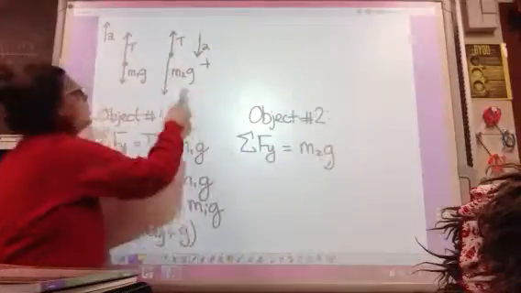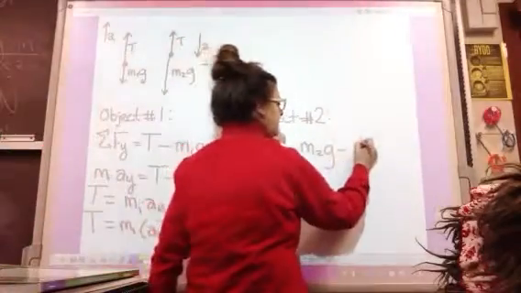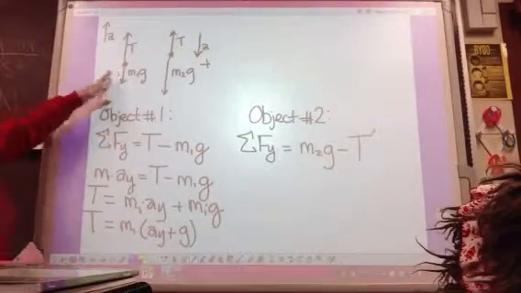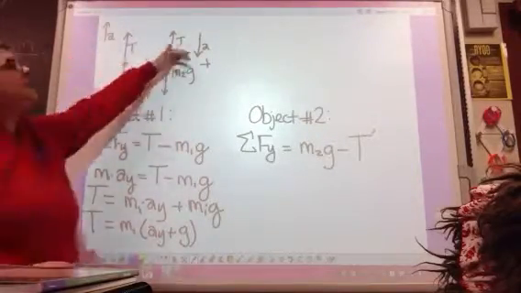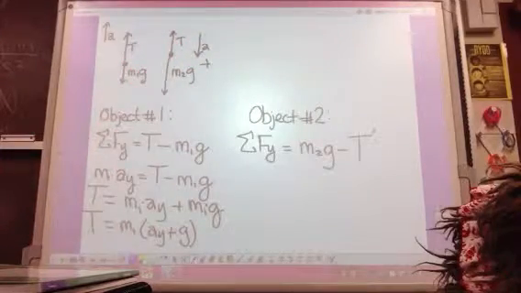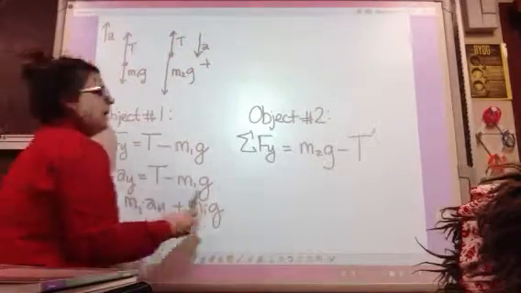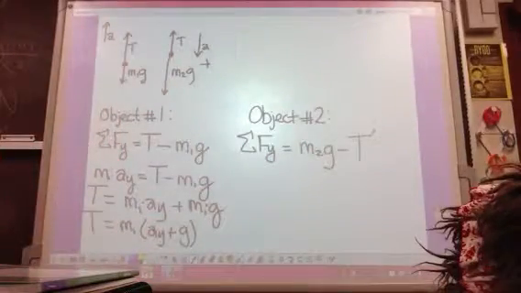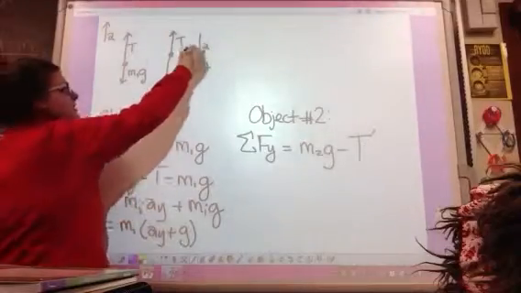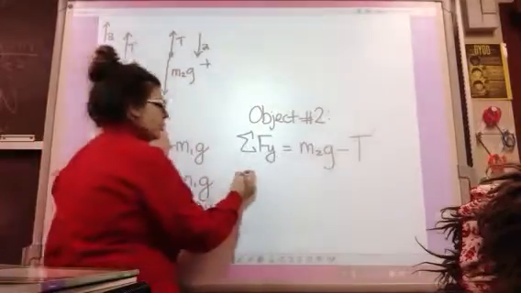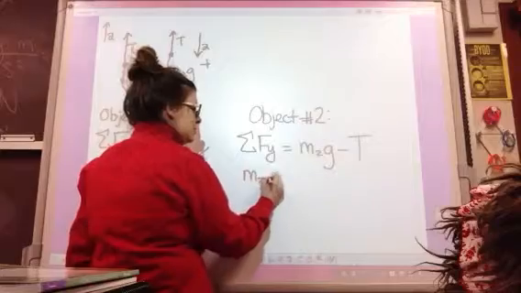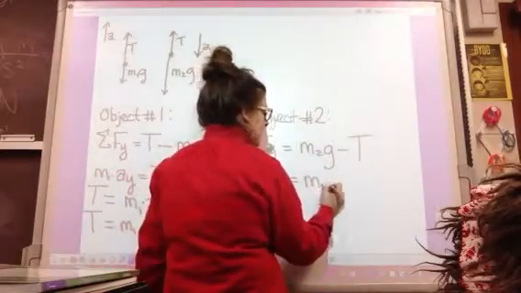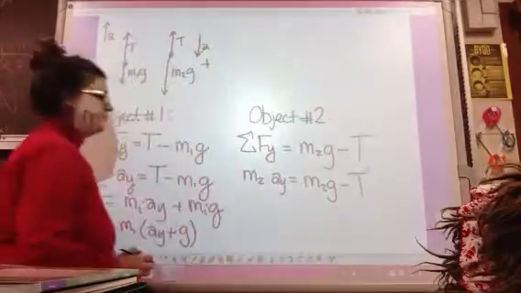m2g, minus tension. And it should be opposite to number 1, because number 1 is accelerating upward, and then that second mass is accelerating in the opposite direction. So they should be opposites. So I have my weight force minus tension. This is also not equal to 0, because I have an acceleration that's directed downward. So I would have now m2 times acceleration in the y direction equals that weight force minus tension.